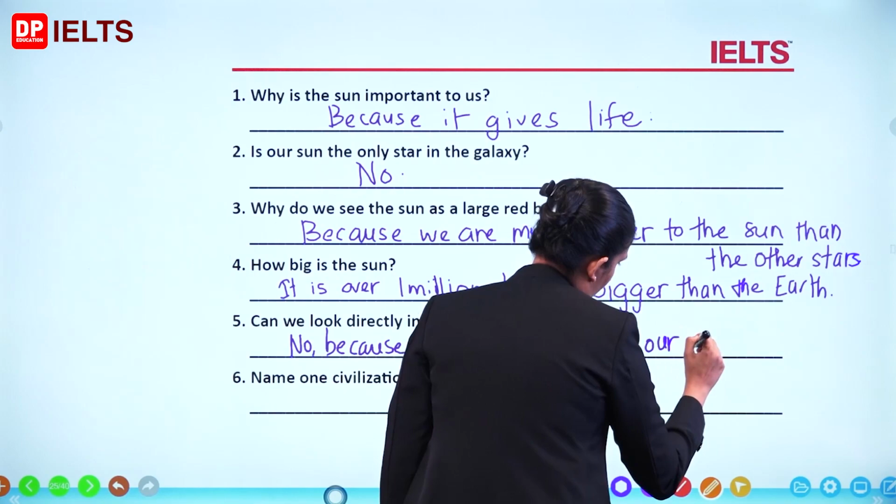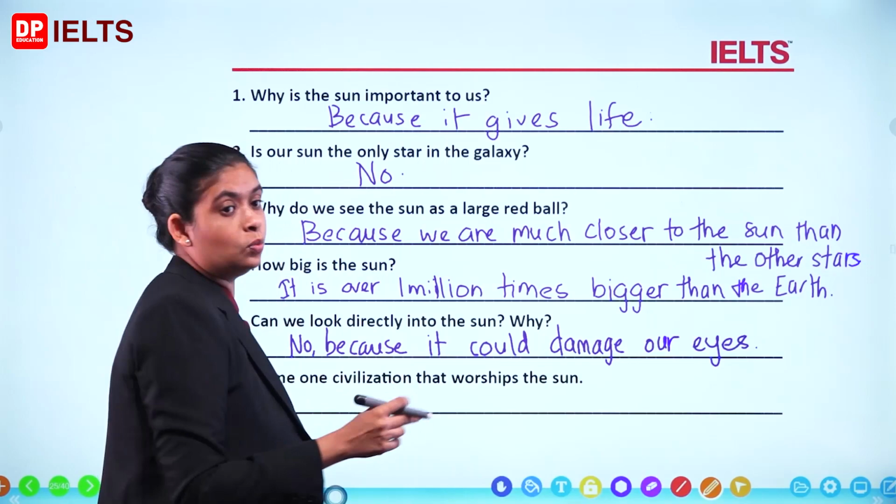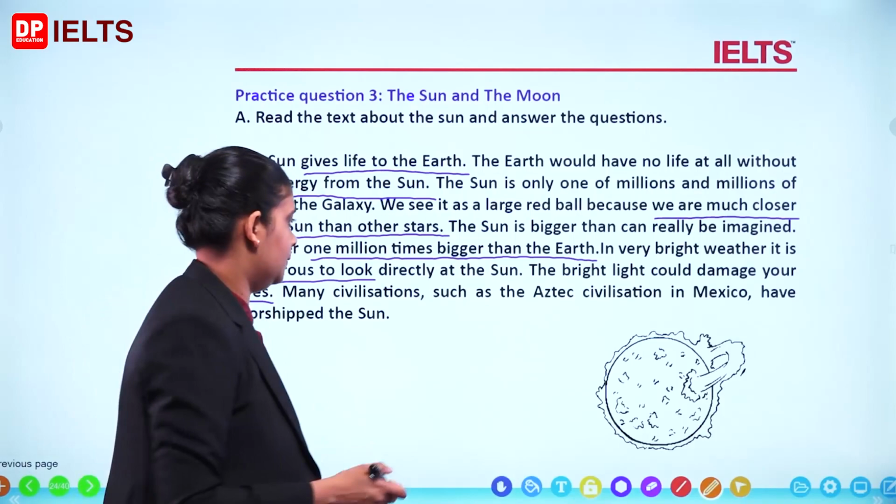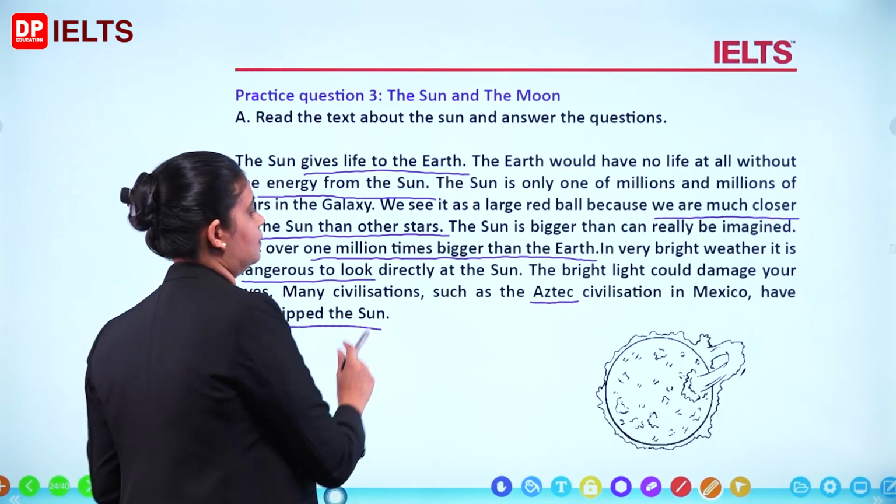Name one civilization that worships the sun. The Aztec civilization in Mexico worshipped the sun. Okay? Aztec.